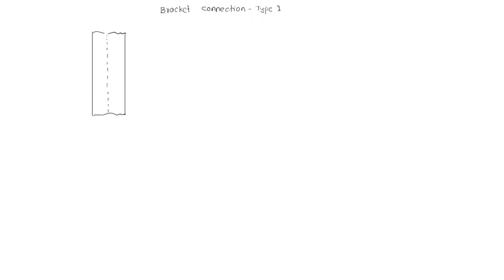This dotted line is the web of the column. A bracket plate is connected like this through the weld. This is the weld on three sides.